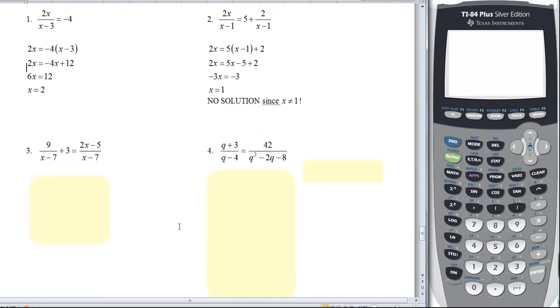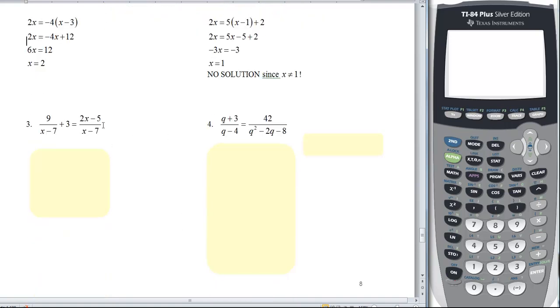Let's look at these next two. This one looks sort of similar to this one. Let's see what happens on this. So I'm going to multiply everything by x minus 7. Remember, multiplying here should give me a 9. I'd have plus 3 times, in parentheses, x minus 7. And on this side, I should end up with 2x minus 5.